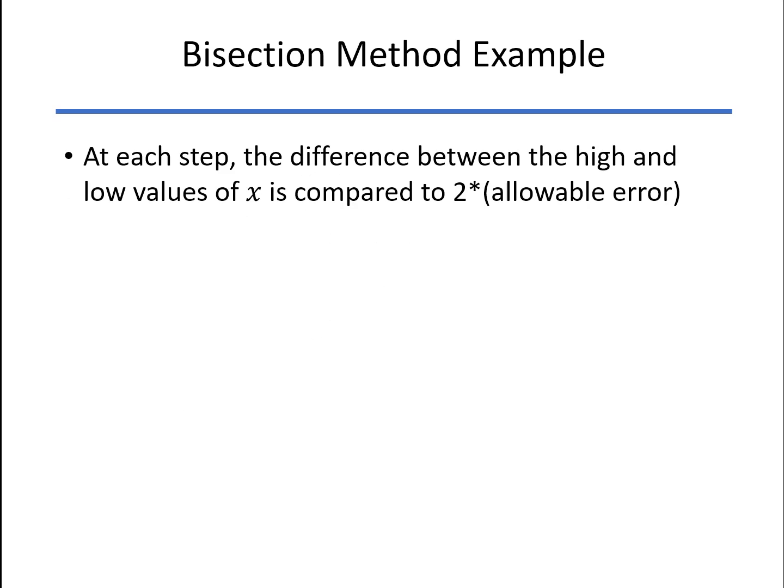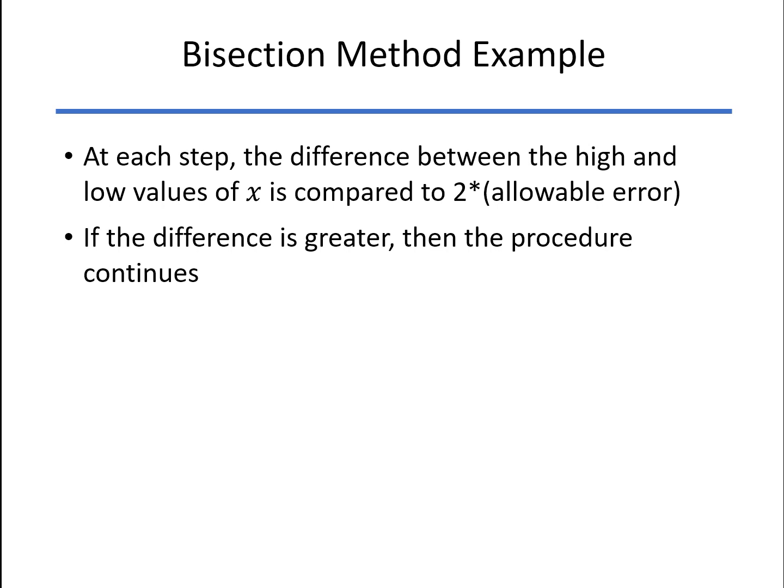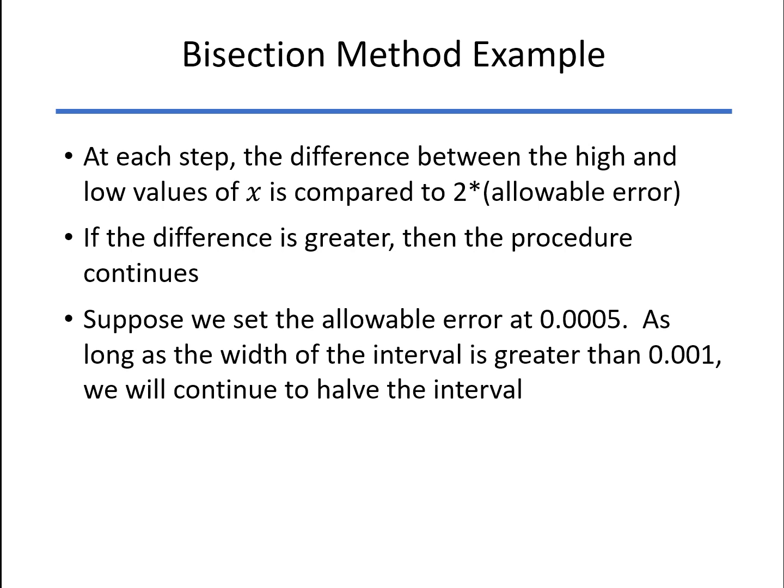Now, each step along the way, we're going to say, is this interval small enough? And we're going to compare that once we've decided what an allowable error is. We're going to multiply that by 2, because when we establish an interval that's small enough, we're going to say the midpoint of that is going to be our solution. And we keep doing that until we get to that value.